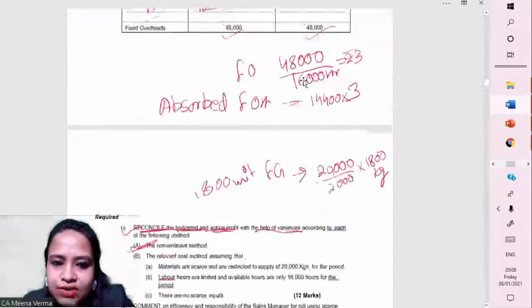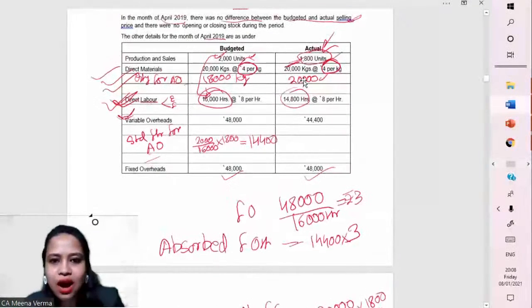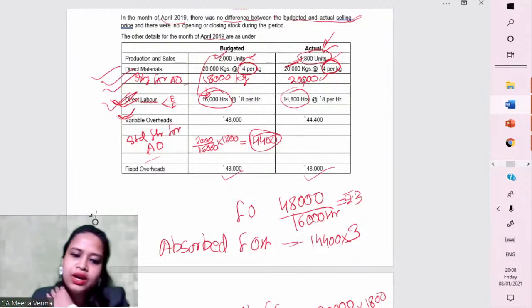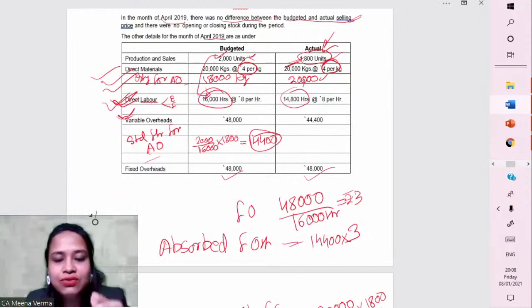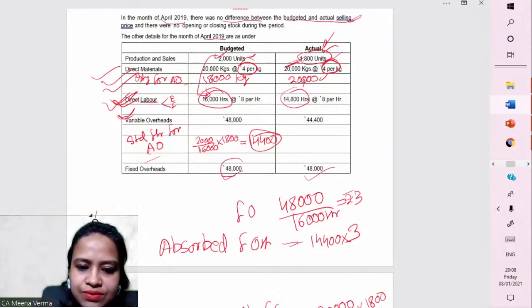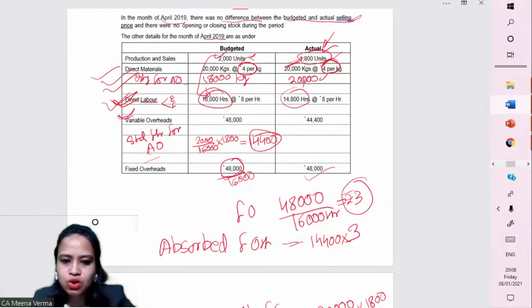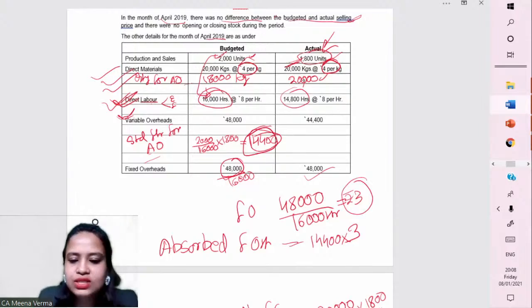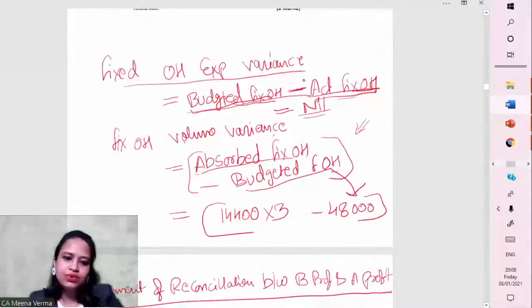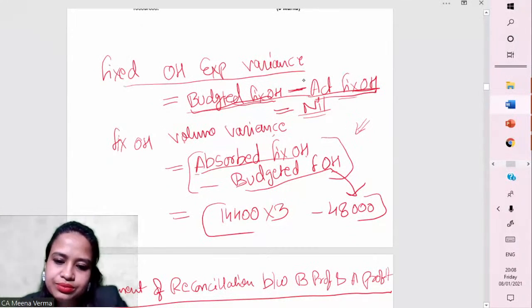For that, first we will find the standard hour for actual output, which is this. Now we will see the rate at which this fixed overhead will be absorbed. Okay. We have this, and the rate is 16,000. So this way we will get the rate at which the overhead will be absorbed. And we have this time. So in this time, what will be the fixed overhead absorbed? So this way you can calculate the fixed overhead volume variance.